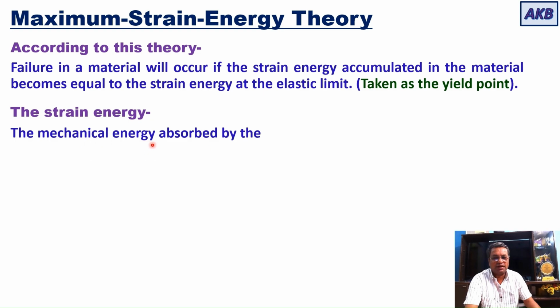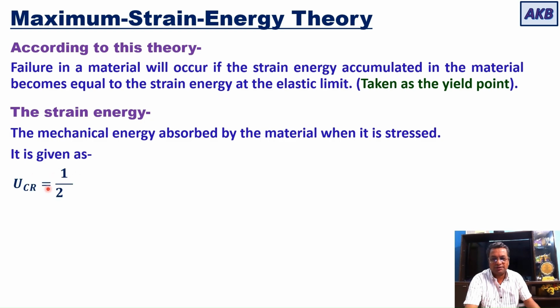Now, what is the strain energy? Strain energy is the mechanical energy absorbed by the material when it is stressed. Any material, if it is stressed, absorbs some mechanical energy, and we call that energy the strain energy. It is given by this equation: U_CR is equal to 1 upon 2E into (sigma C squared plus sigma R squared minus 2 mu into sigma C into sigma R). Again, I am directly taking this equation in my discussion, and I am going to use it in order to understand the maximum strain energy theory.